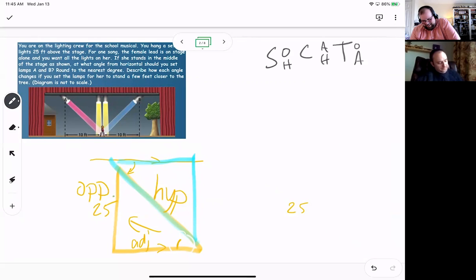SOHCAHTOA. There we go. So we have the opposite and the adjacent, so we should definitely pick cosine, right?